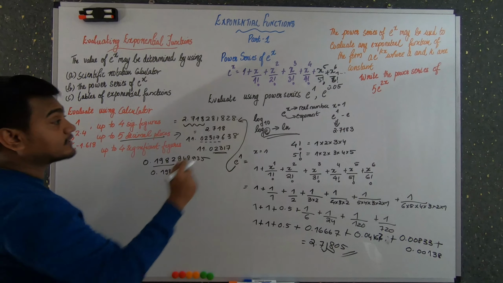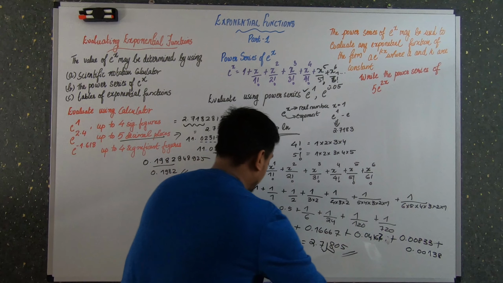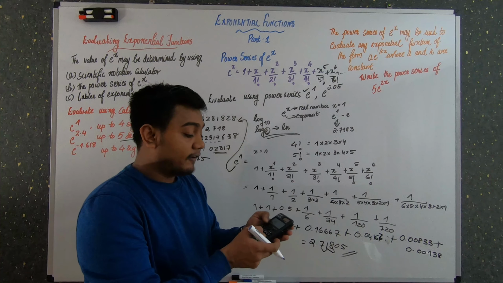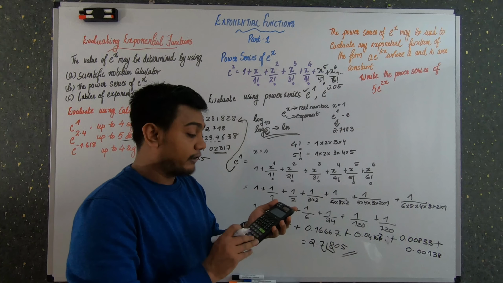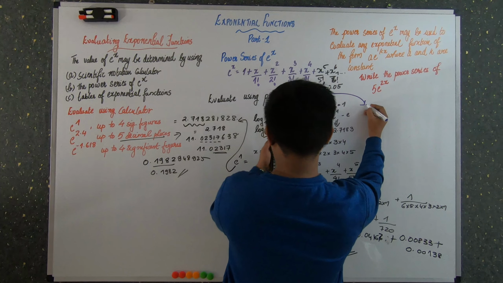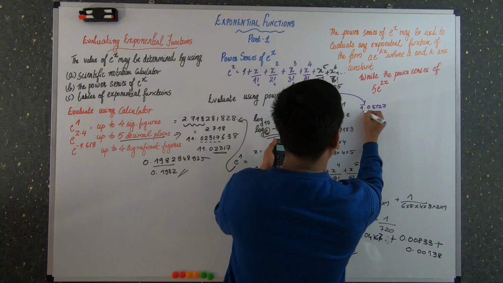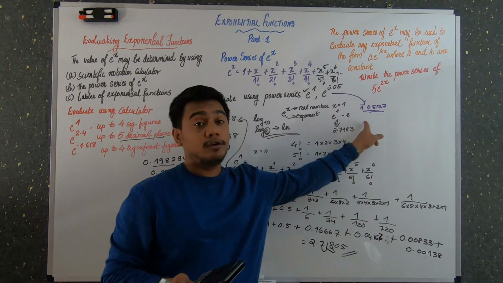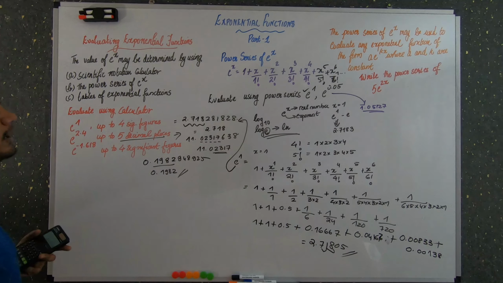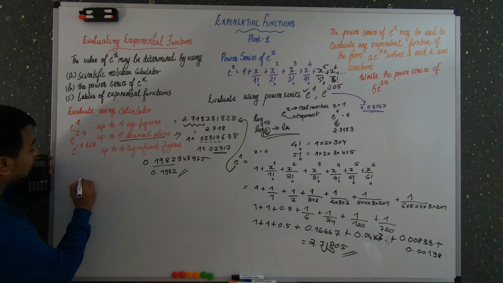The first problem, e raised to 1, is already done, and now e raised to 0.05. Just to make sure, I'm first going to find the value of e raised to 0.05 using a scientific calculator. The value is 1.05127 up to 5 decimal places. So this is the value using the calculator. Now let's find it using the power series again. So what is the equation? e raised to 0.05.